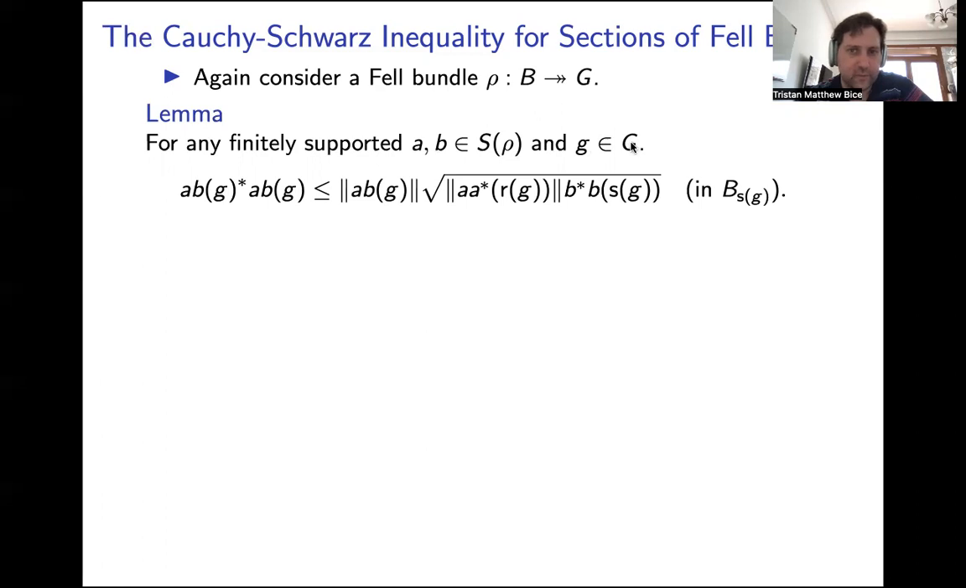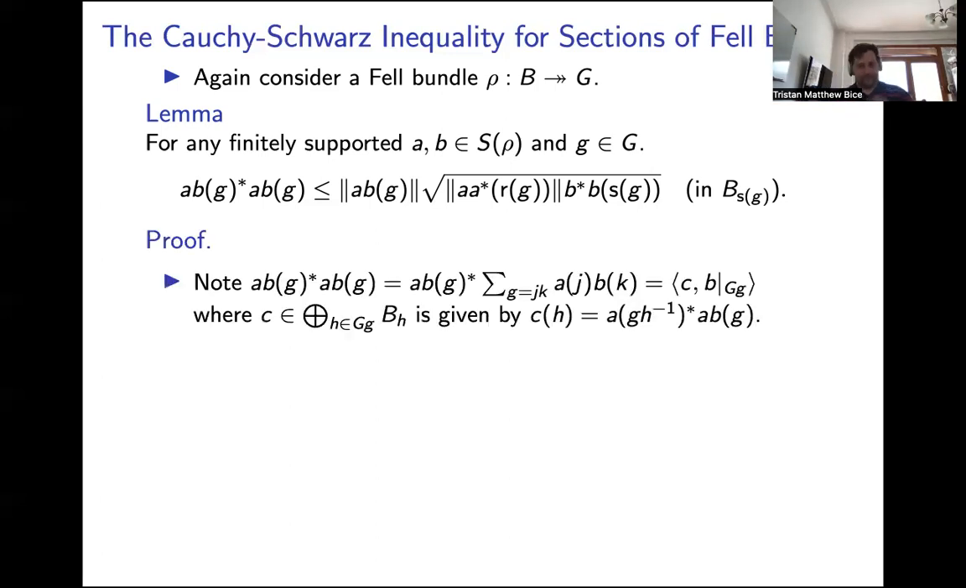Now fix some element g of my groupoid G. What I want to show is that the operator (a*b)(g), so when I take the convolution of a*b and look at the value at g, which is always well defined because I'm restricting to finitely supported elements, no problem. But if I look at that star times itself, then this gives me another operator in the fiber B_{s(g)}, remember, which is a C-star algebra, and I claim that operator is below this. So you take the norm of a*b at g and the square root of this. This is just a number here, but this is an operator. So you're taking the square root of this operator times some scalar, essentially.